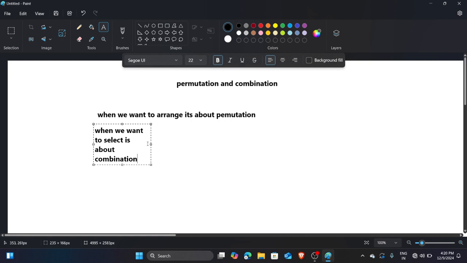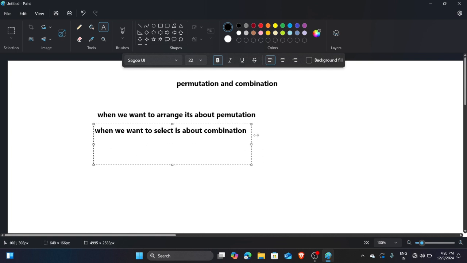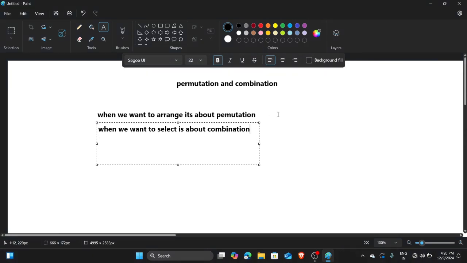Don't go by my English, it is very bad, but try to understand and feel what I'm trying to explain. From these two lines you can understand: when you want to arrange things, you need permutation, and when you need to select things, you need combination. So now we go through the example.